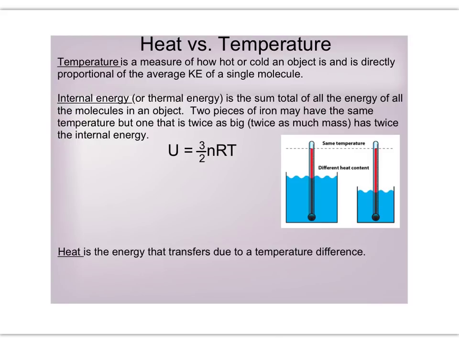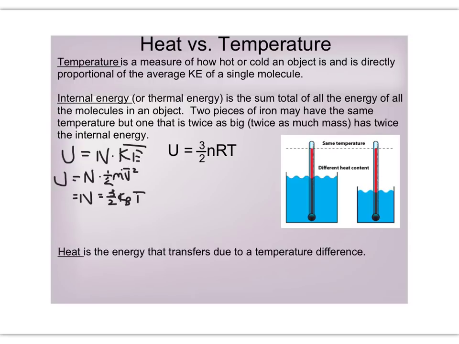The equation for internal energy U is 3/2 nRT. And it comes from the idea that U is going to be the number of molecules times the average kinetic energy of one molecule. So I can say that U is the number of molecules times 1/2 the mass of a molecule times its average velocity squared, which we learned is also 3/2 times Boltzmann's constant times temperature.